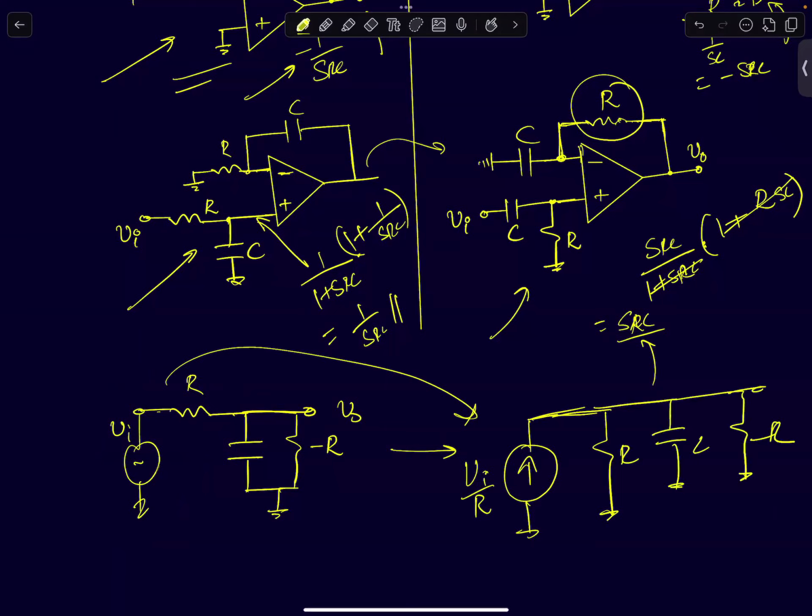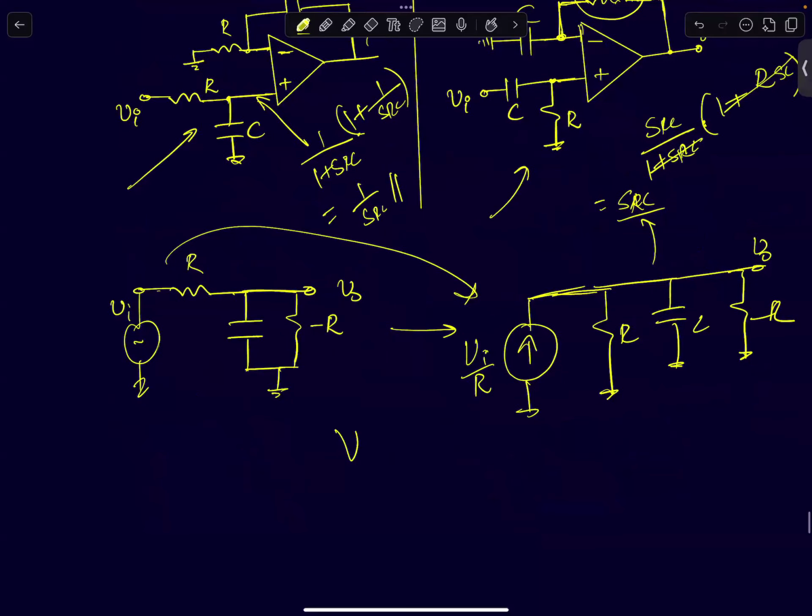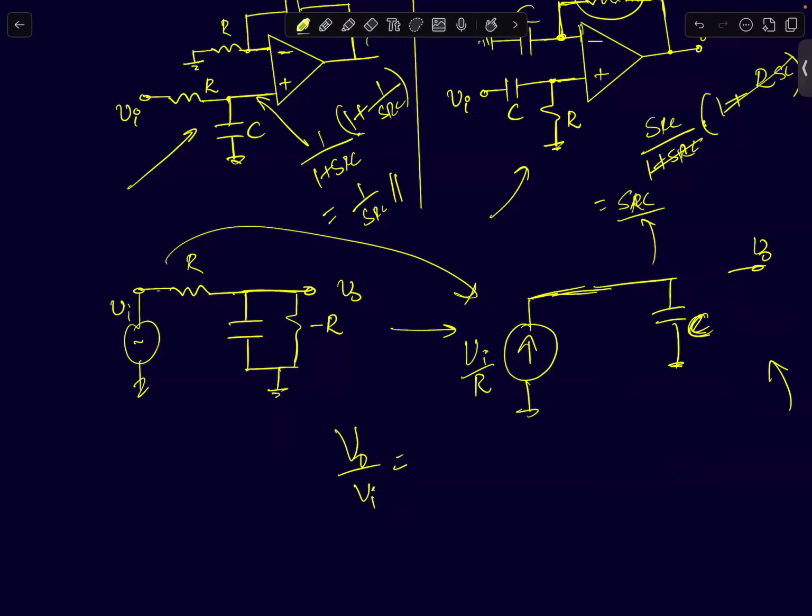Now, can you tell me what will be the transfer function? What will be the output voltage, V0 by Vi? What will that be? So I have a capacitor here and a negative resistance of value minus R. What will be the equivalent of R and minus R? If I put a resistor and minus R in parallel, what do I get? It's like an open circuit. It's an infinite resistance, right? So put R and minus R in parallel. I can remove these two. They both are like an open circuit. R and minus R will cancel out. Now you are left with just a capacitor.